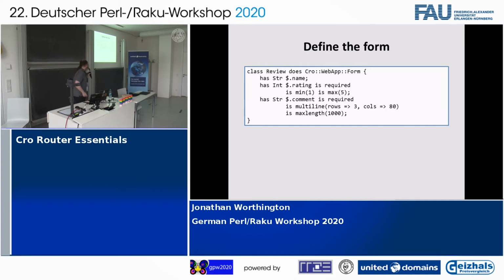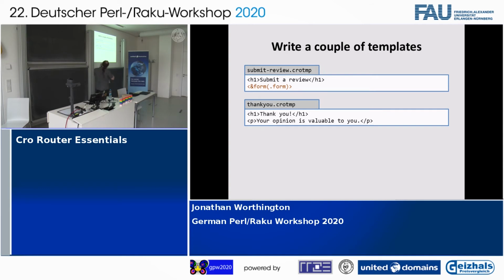This is how it looks. Okay, so we declare a class. We do the Cro Web App Form role. And then we use traits to describe the kind of form we want. So this is a rating. It's required. And it should be between 1 and 5. And please parse it into an integer as well. You can see the name is not required. That's optional. Here we want a multi-line text field with 3 rows and a bunch of columns. We give it a max length.